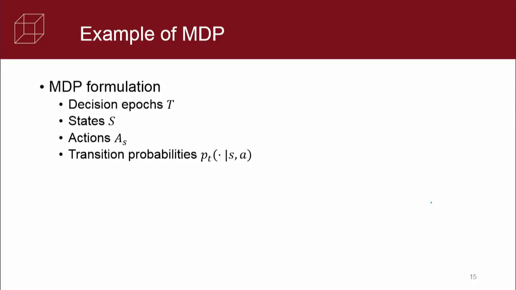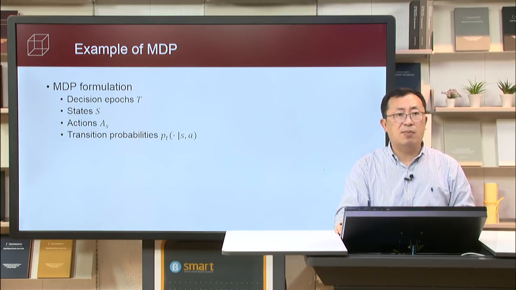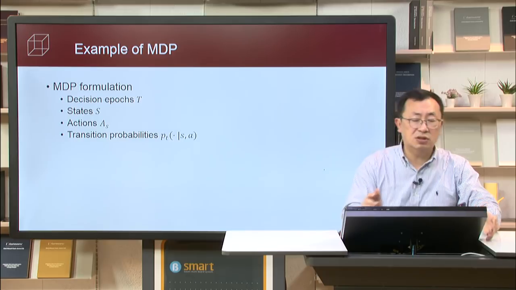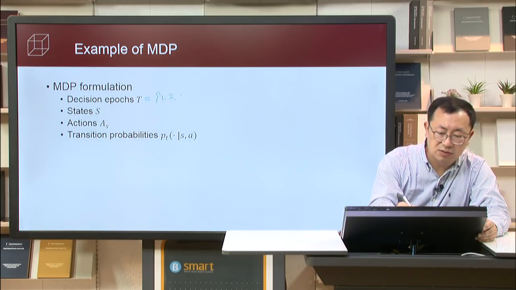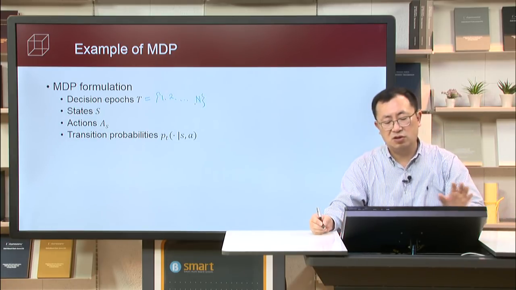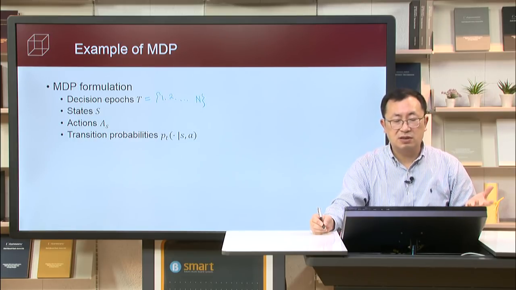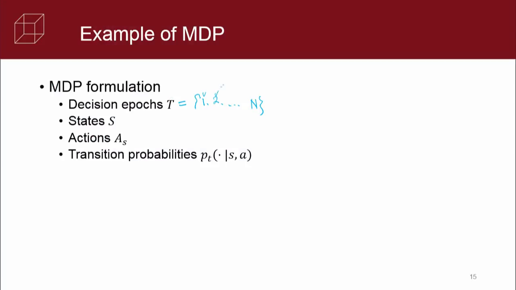All right, so the MDP of this problem can be formulated as follows. Let's say the decision epochs T are month 1, month 2, and so on, up to, let's say, N, assuming that we have a finite horizon Markov decision process. Each element in this set T corresponds to each month.